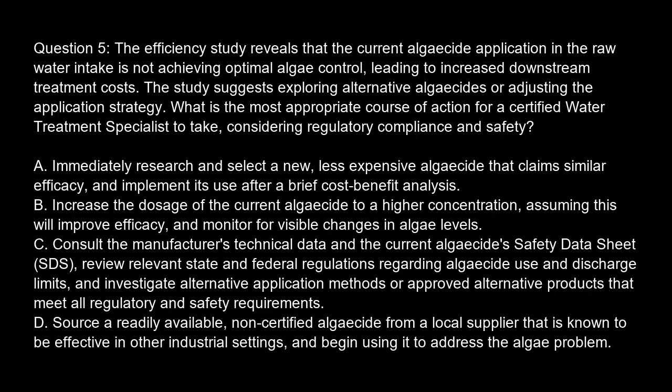Option C. Consult the manufacturer's technical data and the current algicide safety data sheet, SDS. Review relevant state and federal regulations regarding algicide use and discharge limits, and investigate alternative application methods or approved alternative products that meet all regulatory and safety requirements. Option D. Source a readily available, non-certified algicide from a local supplier that is known to be effective in other industrial settings, and begin using it to address the algae problem.